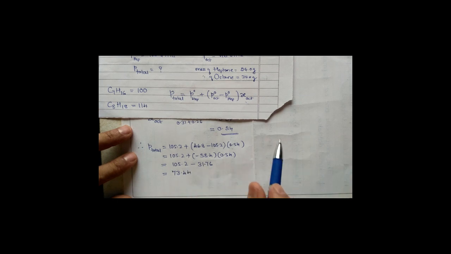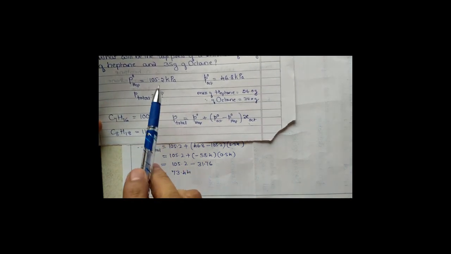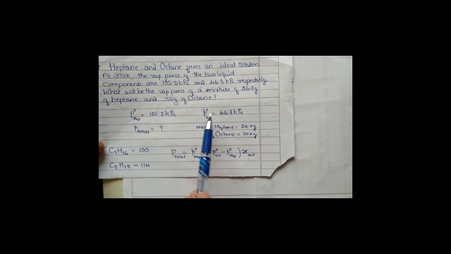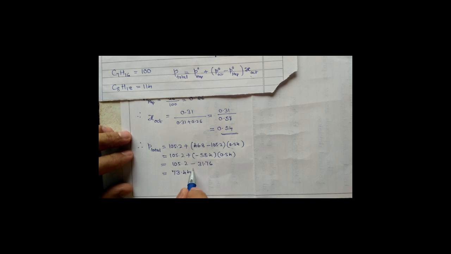So you are going to get the answer as 73.44. See, you have to write with unit. Here they have given the units are kilopascal, so this also kilopascal. With unit you have to write. If you have not written the unit, you are losing 1 mark.